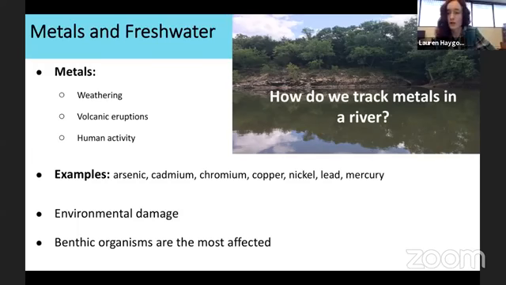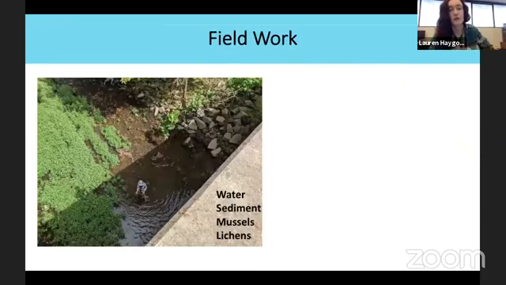So how do we even track metals in the river? Like what do we do? How do we do this? So one thing we can do is field work. So at least in the fieldwork that I do, we go out and we collect water, sediment, mussels, and lichens.